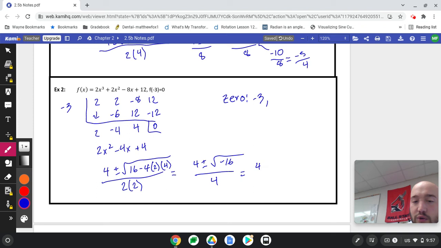This is going to equal 4 plus or minus the square root of negative 16, which is plus or minus 4i, all over 4. And this will break apart into either 1 plus i or 1 minus i. Those are two different situations, as we can reduce because the 4 goes into both parts.